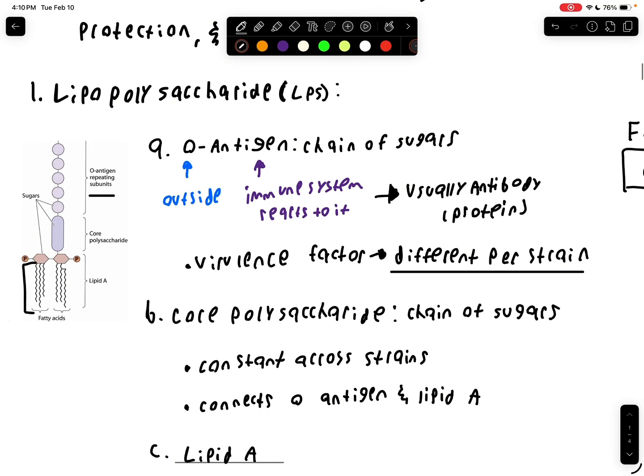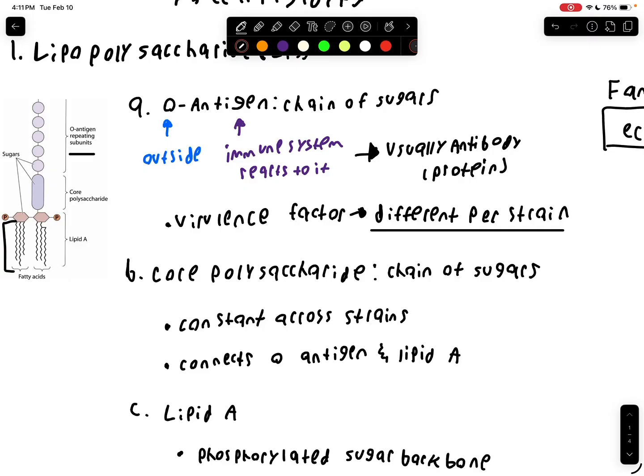First thing you have is this O antigen. What that is, is a chain of sugars. And as you could tell from the name, O is outside, so it's the most outer thing in the cell membrane, in the cell envelope, and it's an antigen. Antigen just means if it's in any other organism, the immune system will react to it. So usually antibodies, which are proteins, will bind to it, and they'll either have a good reaction, no reaction, or a bad reaction. Now, one thing to keep in mind is it's a virulence factor.